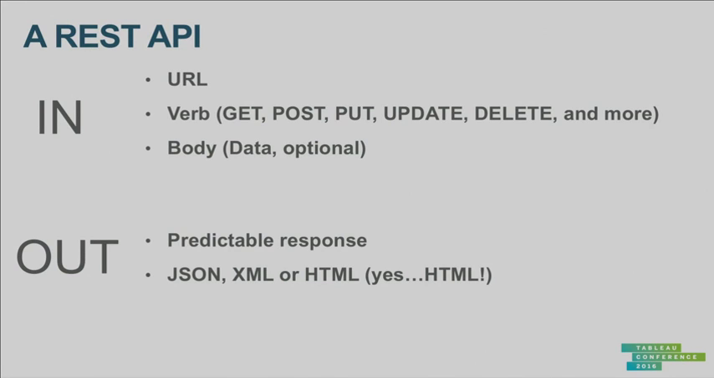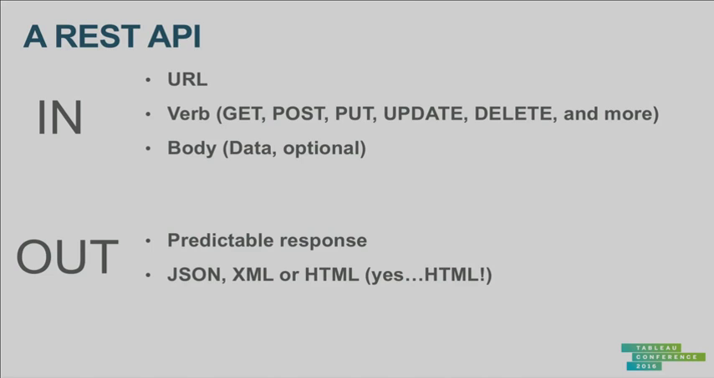Now, we need some things to go in. We need to know a URL, which isn't any different to something you'd put into your browser, into Chrome. You need a verb, this idea that you've got to tell the REST API what you want to do. I want to get something. I want to post something. I want to update something. And then if you are going to post something, of course, you've got to have a body of data, some information that you are actually sending to the server or to the application.